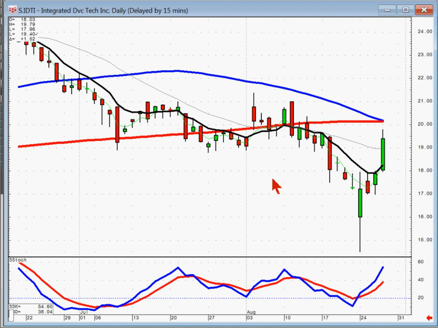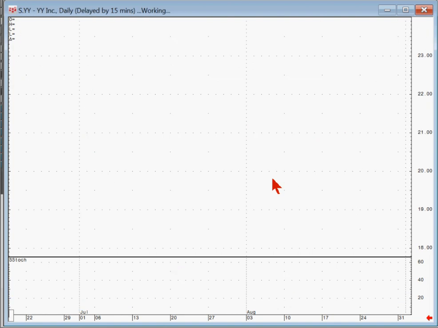IDTI, good looking chart. Not anything to write home about.